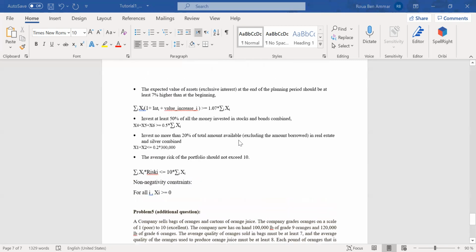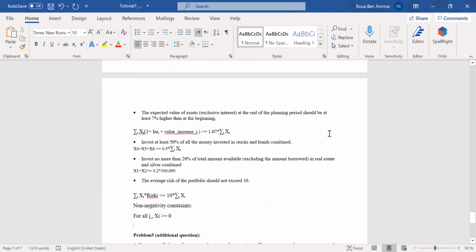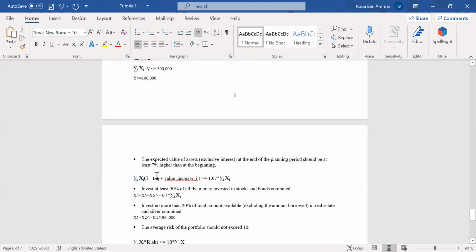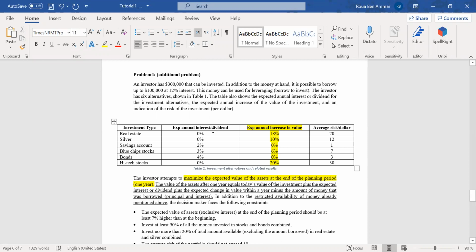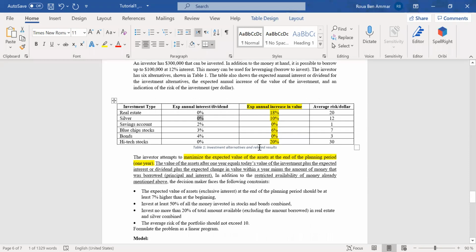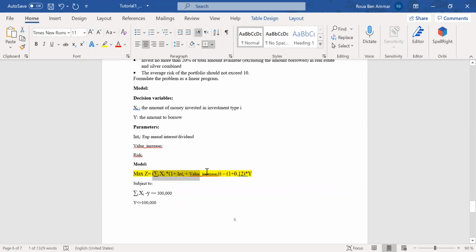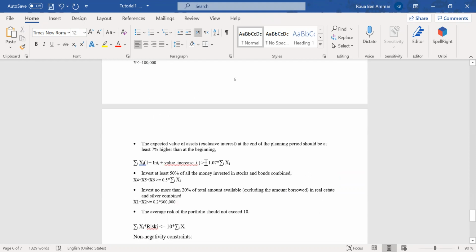In the first constraint, the expected value, it says exclusive interest. Important. Why did we include the interest if it says in parentheses exclusive interest, not excluding the interest? It says exclusive interest because those that have dividends already have 0%. Do you get what I'm saying? It's the same expression as the objective function. That expression should be greater than or equal to 1.07. Okay?